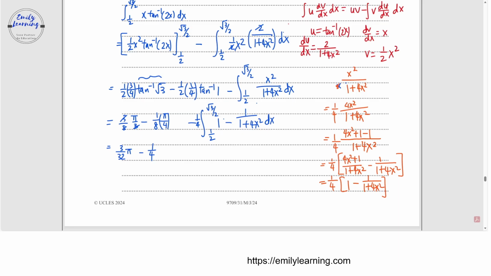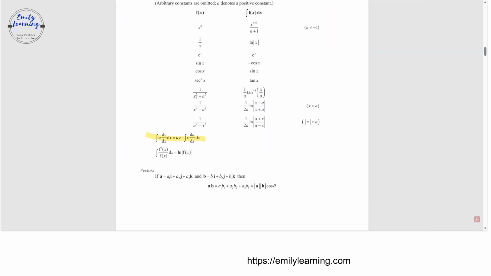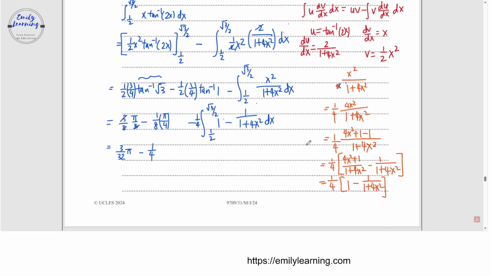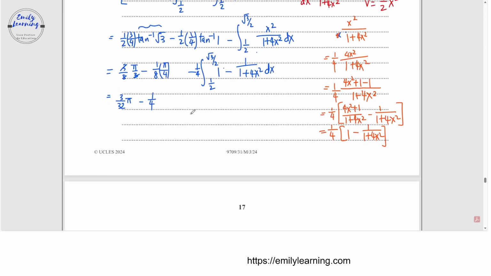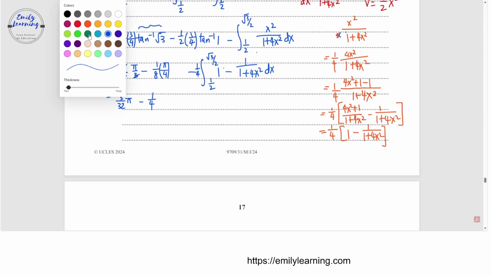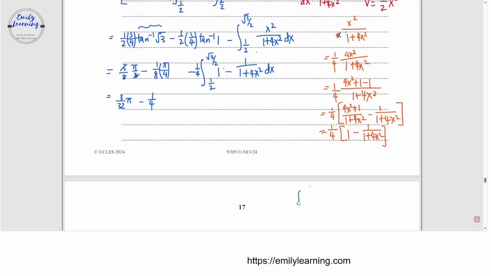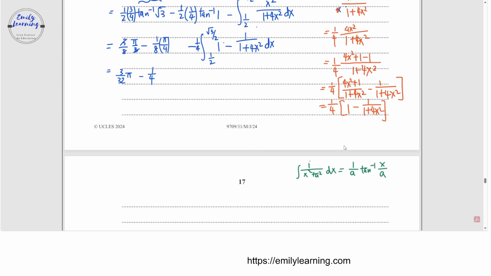How about this? Well, if you were to look at the formula booklet, it looks a lot like this, right? So I'm going to copy this in. So from the formula booklet, we know that the integration of 1 over x squared plus a squared dx is equal to 1 over a tangent inverse x over a, right? So now, what do I have? I have 1 over 1 plus 4x squared, right?